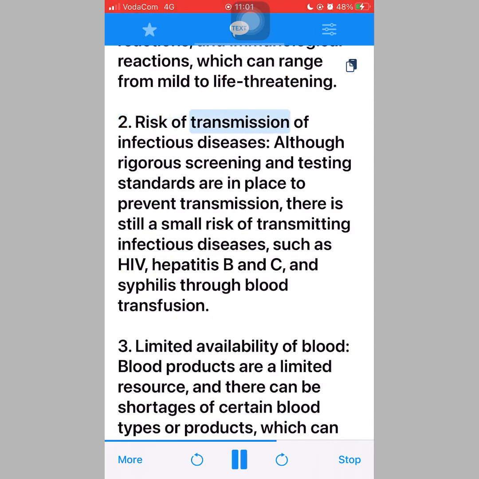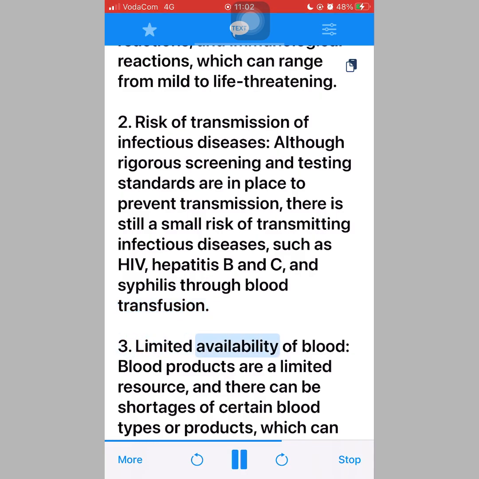2. Risk of transmission of infectious diseases. Although rigorous screening and testing standards are in place to prevent transmission, there is still a small risk of transmitting infectious diseases, such as HIV, hepatitis B and C, and syphilis through blood transfusion.